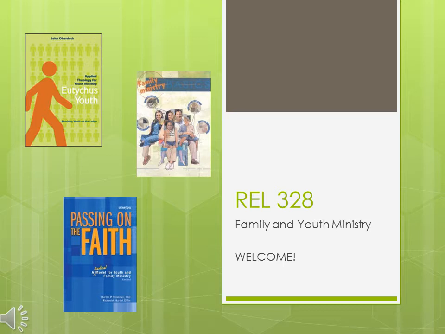So the readings that you're going to have for this class involve three major textbooks. The first is Eutychus Youth, Applied Theology for Youth Ministry, one that I'm quite familiar with, as you can tell. Another reading that you'll be doing is Passing on the Faith by Hardell and Strawman, a model for youth and family ministry. That's a text that's going to supply you with example after example of how family and youth ministry can be conducted. And then there's Family Ministry Basics, a series of essays on specific topics of family and youth ministry.